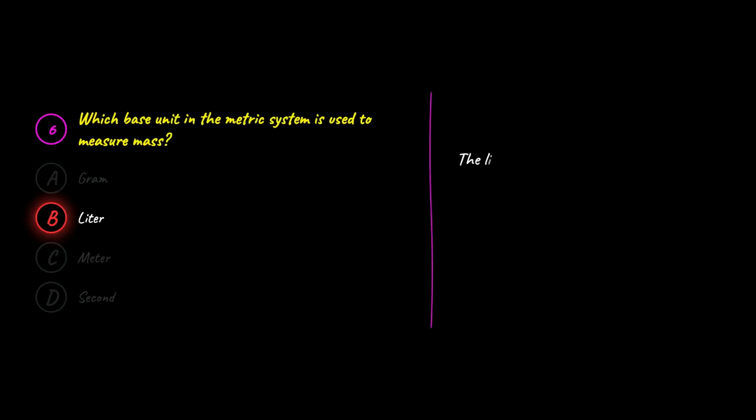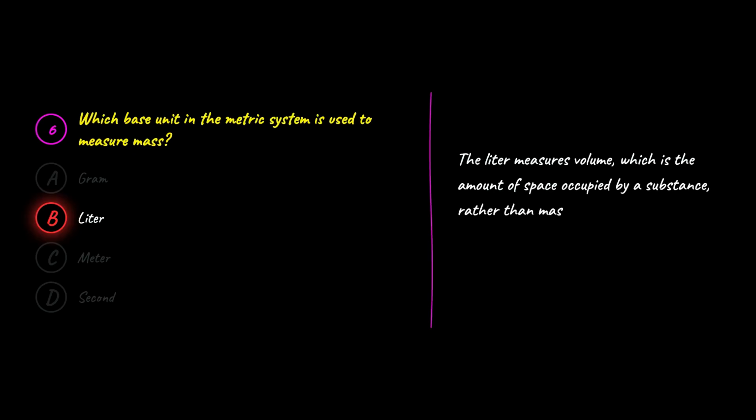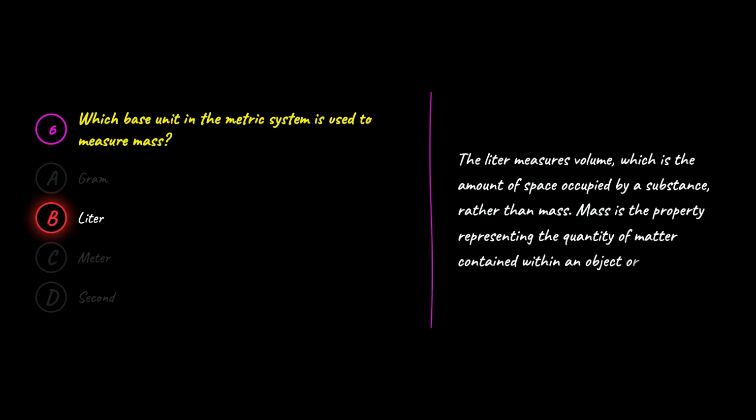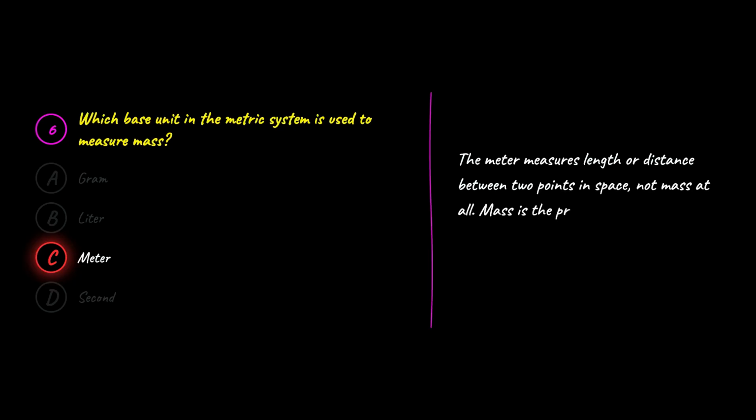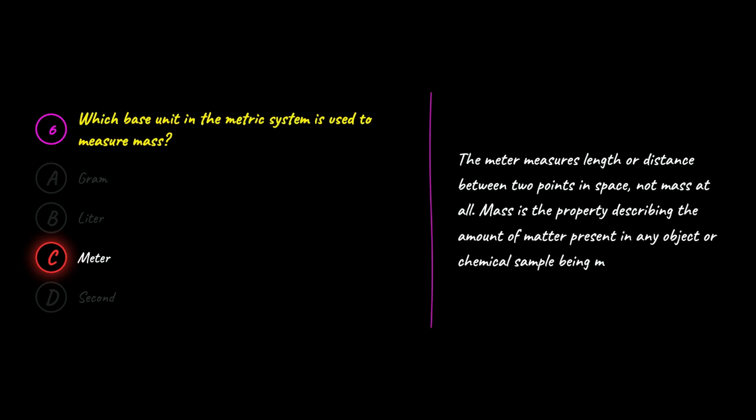B is wrong because the liter measures volume, which is the amount of space occupied by a substance, rather than mass. Mass is the property representing the quantity of matter contained within an object or sample. C is wrong because the meter measures length or distance between two points in space, not mass at all. Mass is the property describing the amount of matter present in any object or chemical sample being measured.